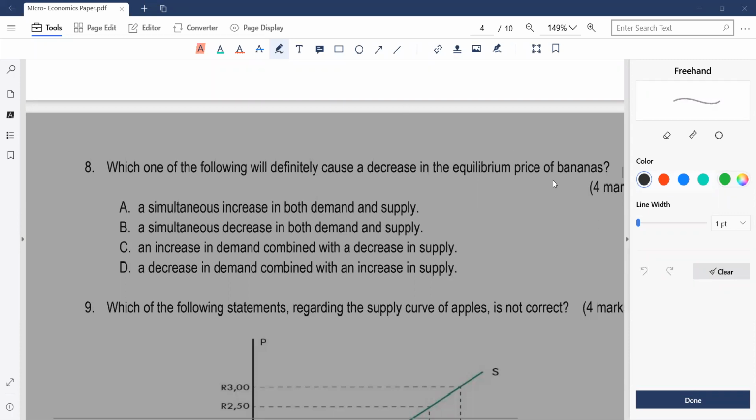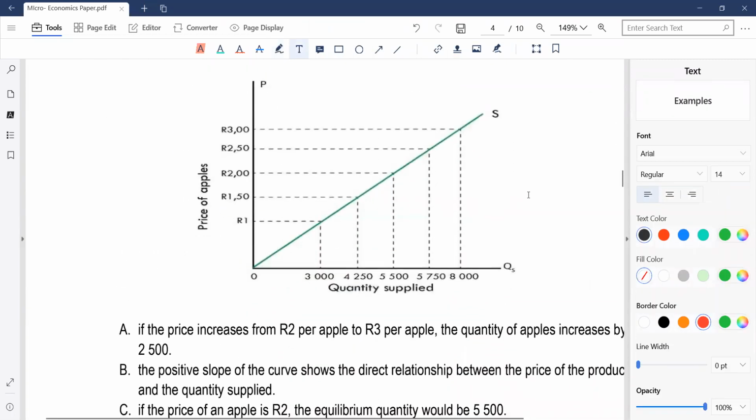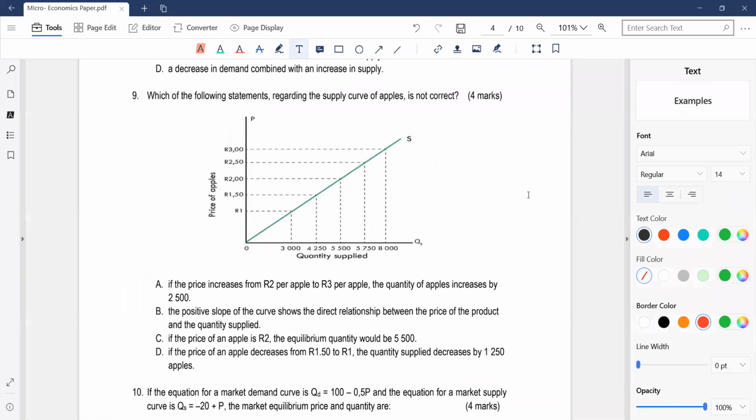All right, she says that's perfect. Let's go to question number 9. Question number 9 says, which of the following statements regarding the supply curve of apples is not correct? Here you need to be very careful. On question number 9, all the answers look right. You need to apply your economics thinking caps to get the answer on this question.